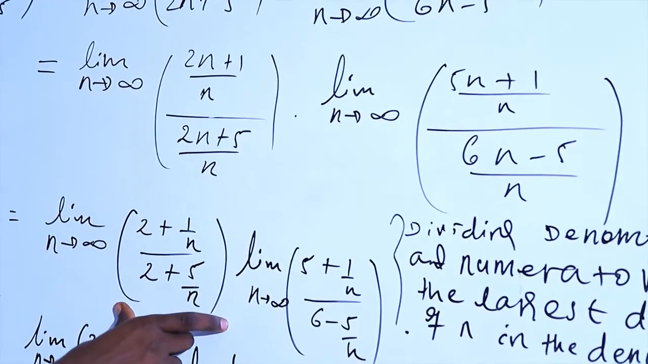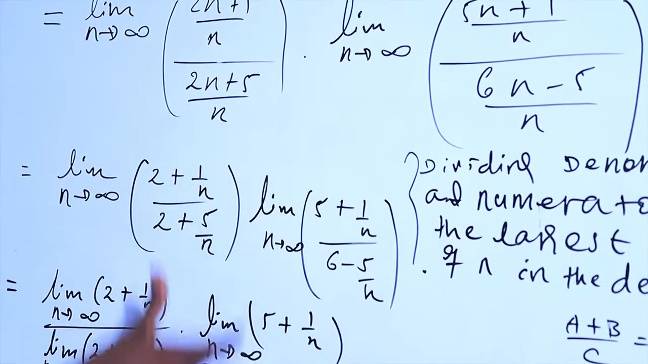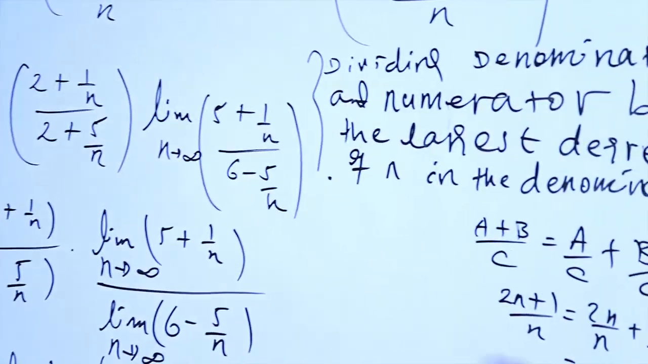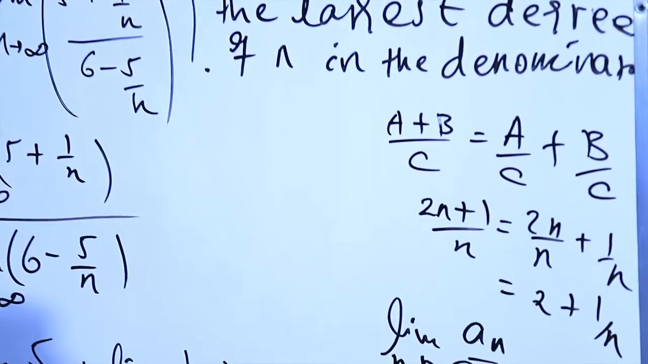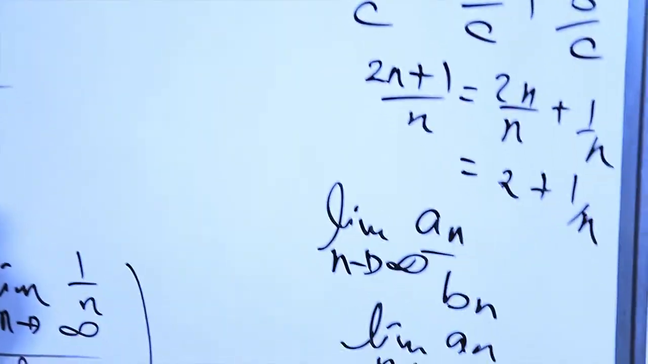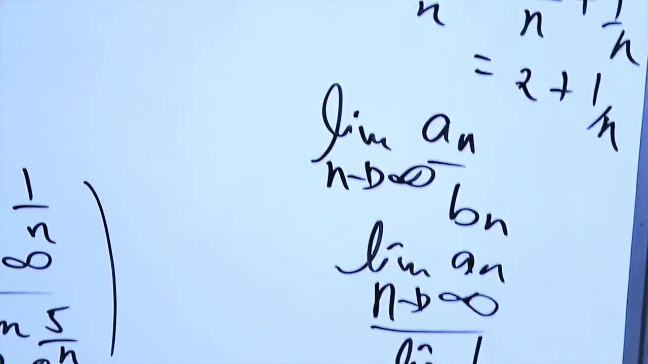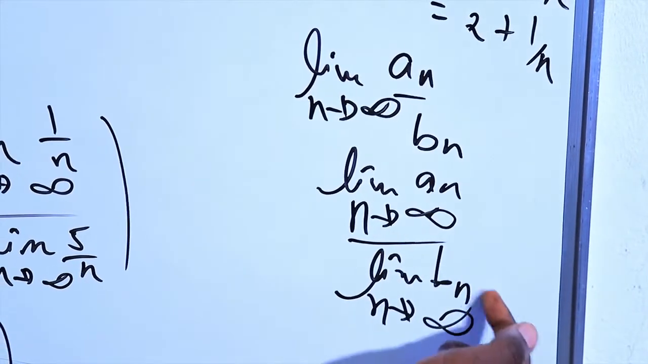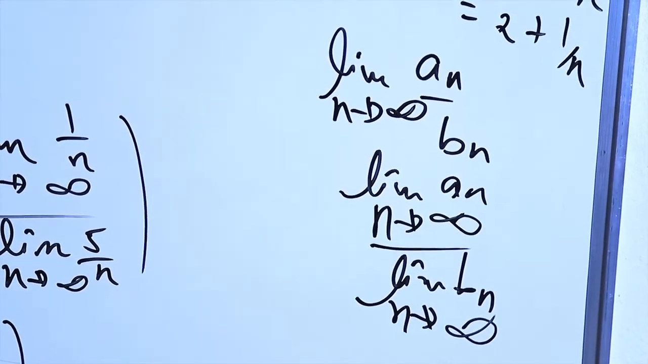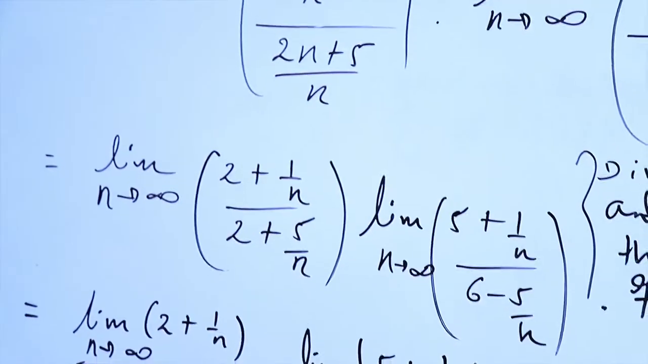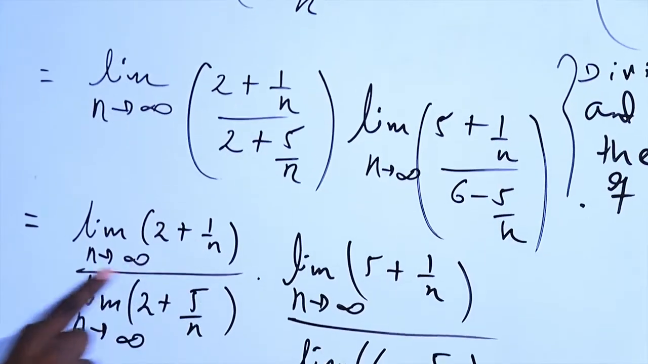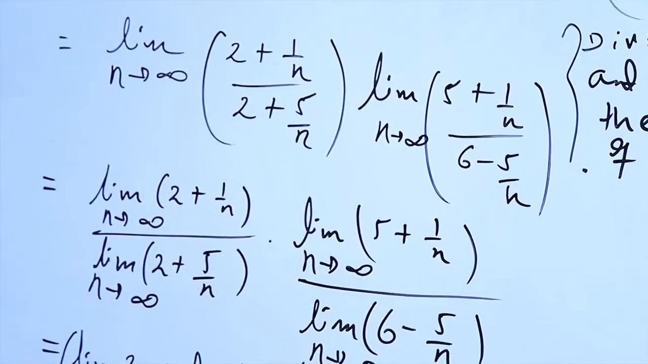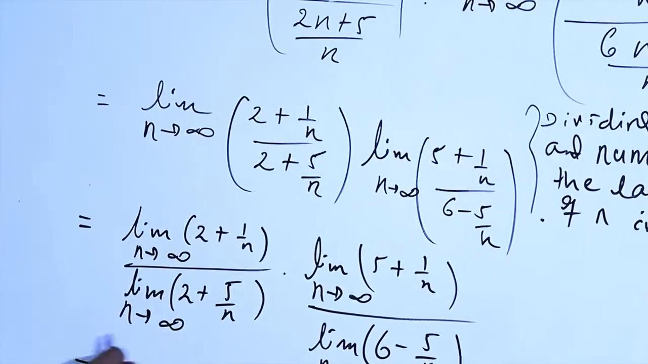Now, what we saw before is the limit of the quotient of sequences: the limit of an over bn when n tends to infinity is the limit of an as n tends to infinity over the limit of the sequence bn when n tends to infinity, provided that the limit of the sequence bn is different from 0. Using that formula, assume this is an and this is bn, so we can say the limit of 2 plus 1 over n when n tends to infinity over the limit of 2 plus 5 over n as n tends to infinity.